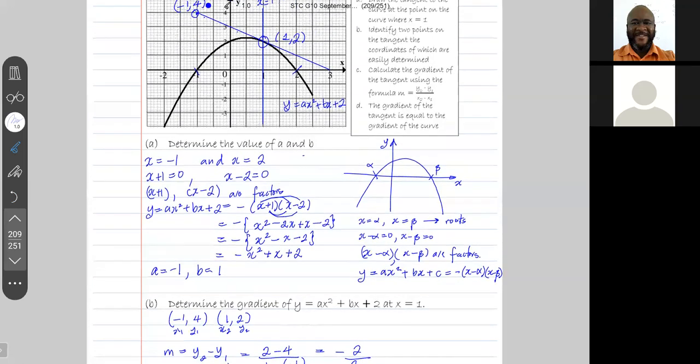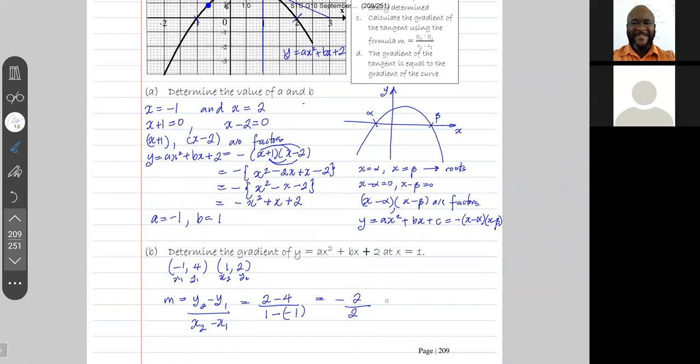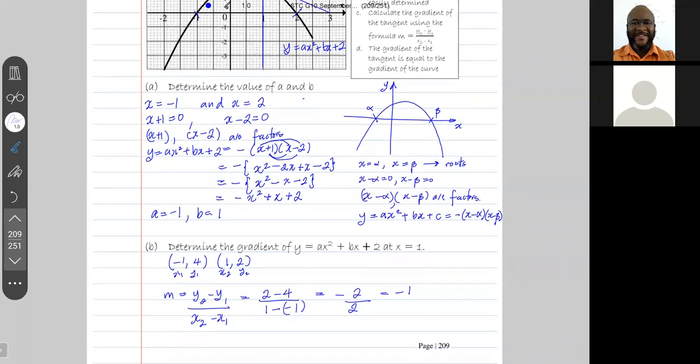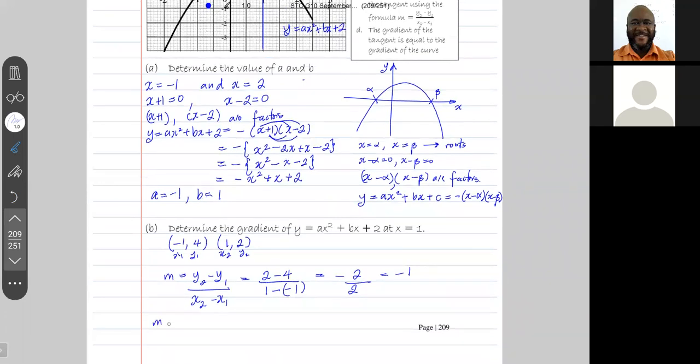Gradient m is equal to -1. So m, which is the gradient of the tangent, is equal to the gradient of the curve. At x is equal to 1, m is equal to -1. The gradient of the curve at the point on the curve where x is equal to 1 is -1.